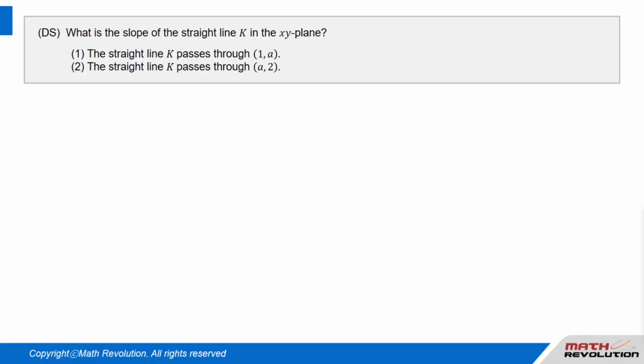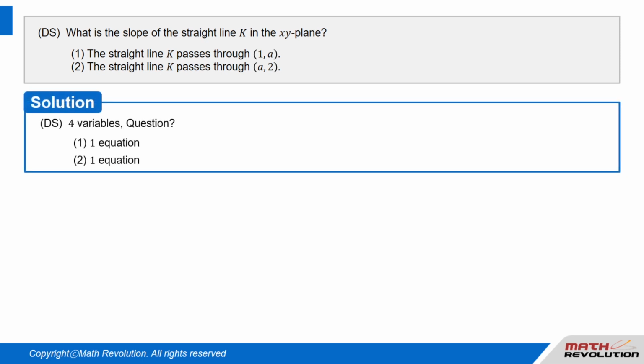Question. DS. What is the slope of the straight line K in the xy plane? Condition 1. The straight line K passes through (1, A). Condition 2. The straight line K passes through (A, 2).